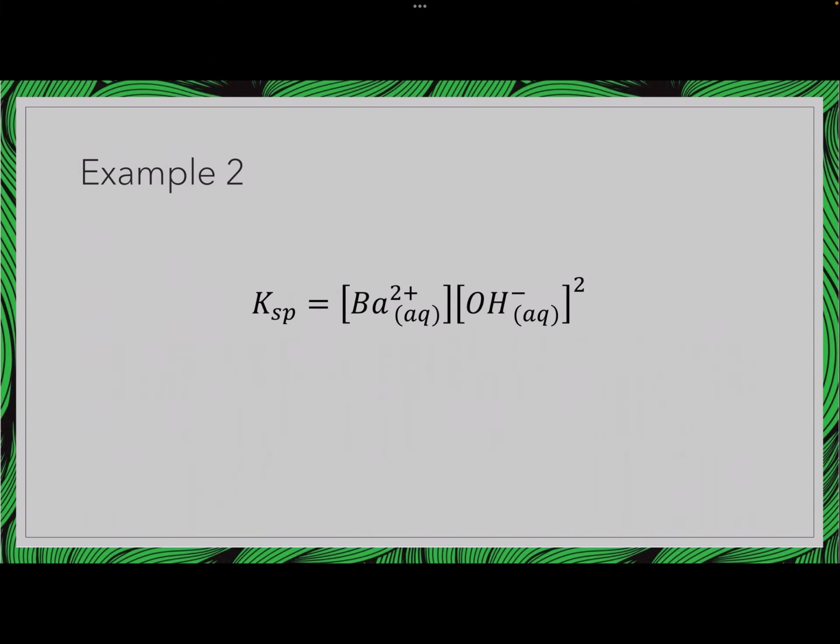Okay. And so substituting those numbers in, 0.273 times 0.546 squared, we get 0.0814. Okay. So that stoichiometric ratio is very important for this, and especially when we go the other way, when we're given KSP and we need to calculate solubility. Super important there.